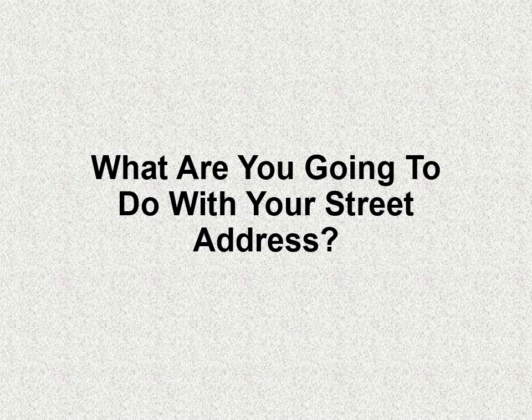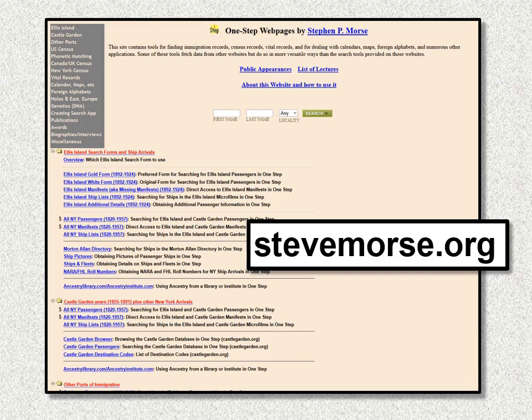So now that you have an address, what are you going to do with your street address? Well, you're going to go to the stevemorse.org website called the One-Step website.